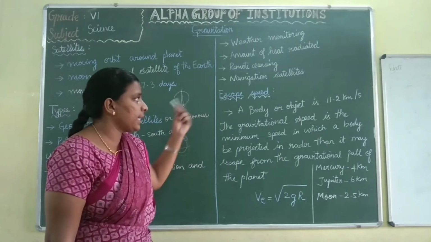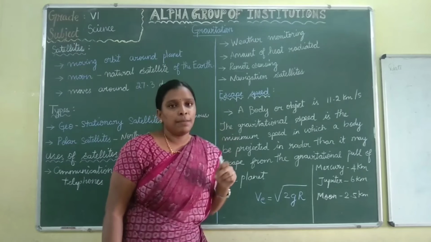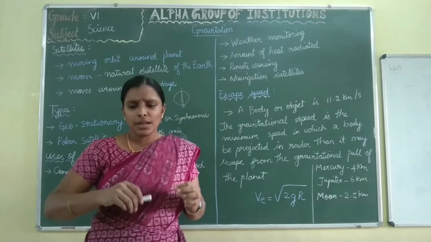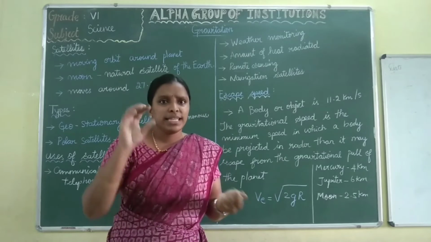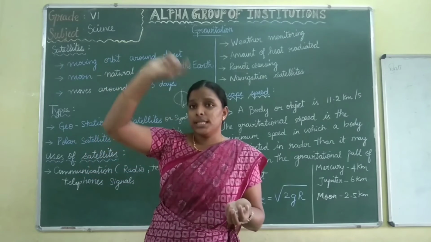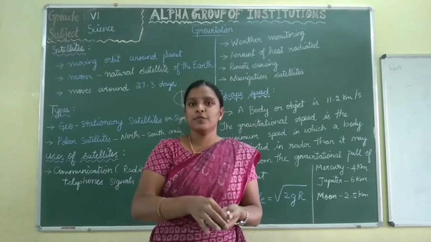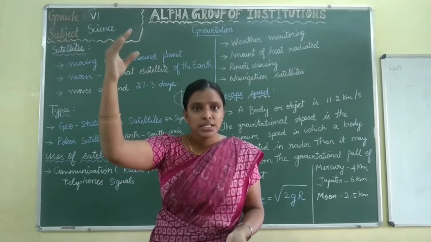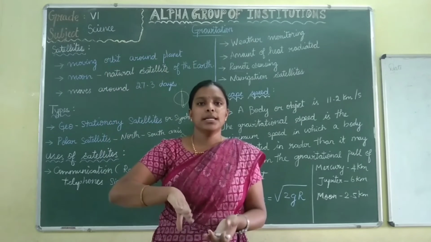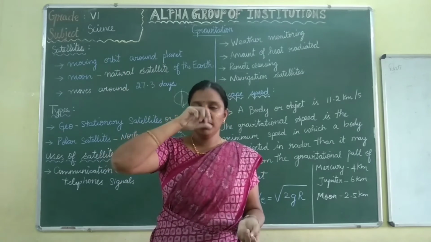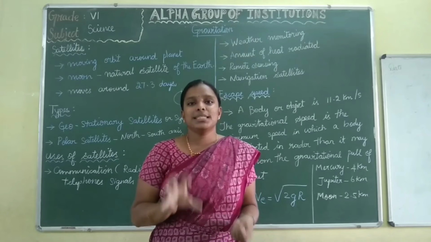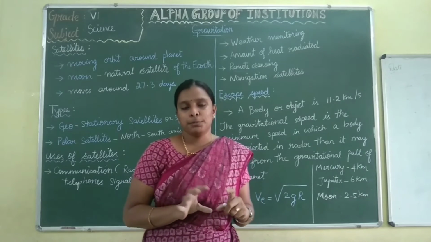Then we come to escape speed. Escape speed is this: if I throw an object, for example this chalk piece, it won't stay in the same place, right? It will go up to a certain extent. Depending on how much force I give, it will go up to a certain distance and then come back. So it escapes from the air, goes away from the earth, and then comes back. That concept is known as escape speed.